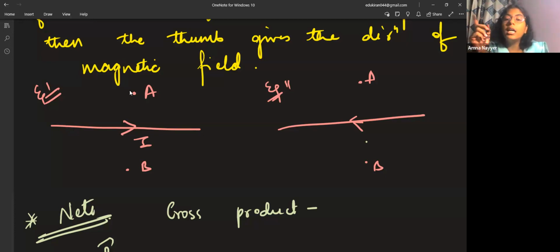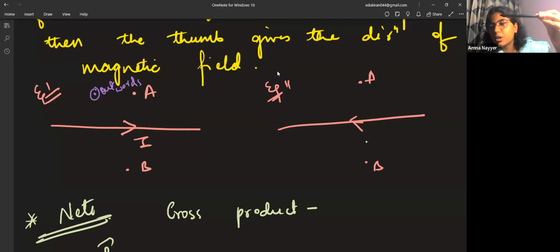Now you have to curl your fingers towards the point. Suppose I am calculating it for a point. I will curl it towards the point. Where is the thumb pointing? Thumb is pointing outwards. It means here we have the magnetic field outwards.